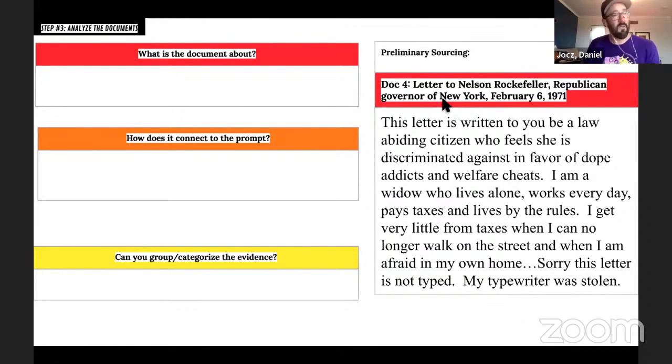Republican governor of New York. Okay, cool. I didn't know there was a Rockefeller who was a governor of New York. Maybe that's what you're thinking. 1971. Okay, so it's a governor of New York. He's a Republican. His name is Nelson. He's writing. Okay, that doesn't really help me a whole lot.